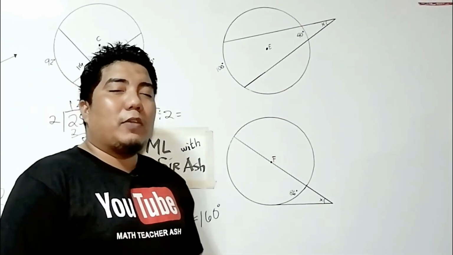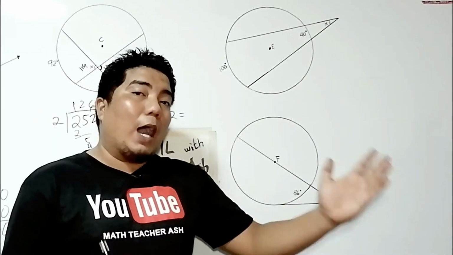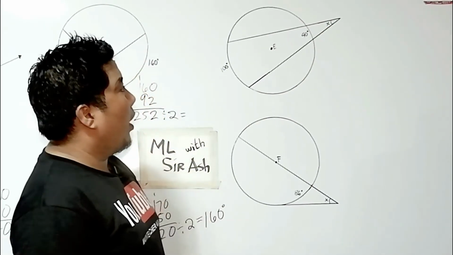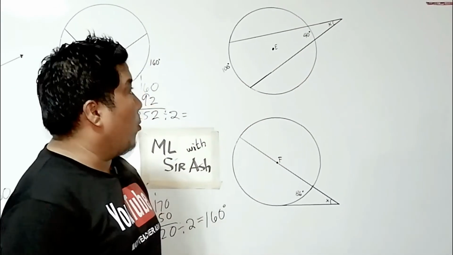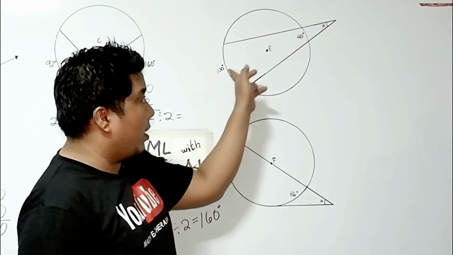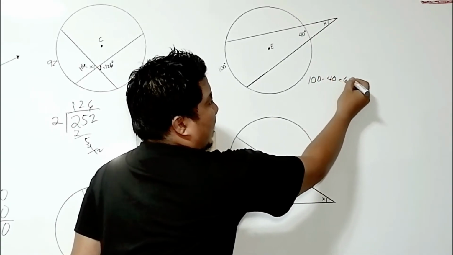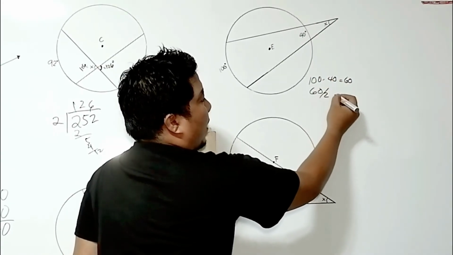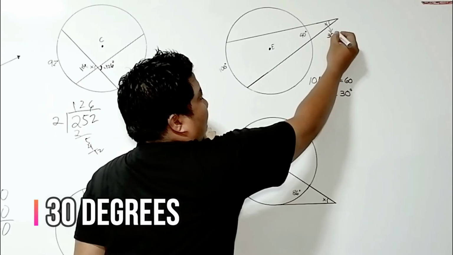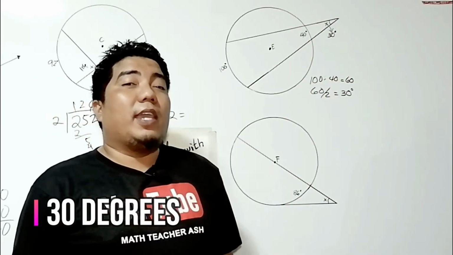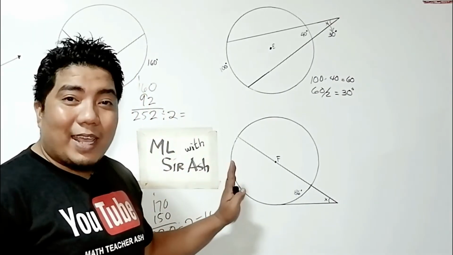Okay, my dear math learners, if you consider our theorem earlier, if the intersection happens outside the circle, then what you will do is you subtract the bigger arc to the smaller arc and then divide it by 2. So basically, what we will do here is 100 minus 40. That will give us, of course, 60. And then, we divide 60 by 2, and we have 30 degrees. So therefore, the measurement of our x here, or the angle outside the circle, is 30 degrees. Easy, right?